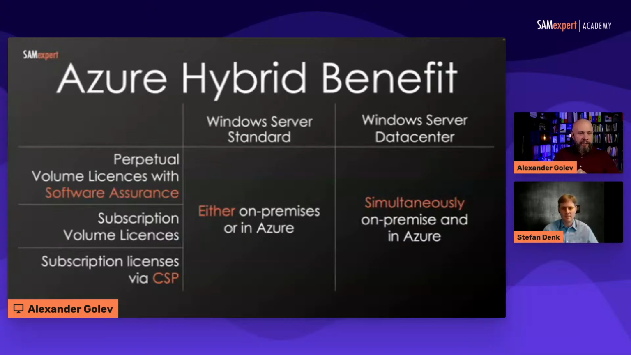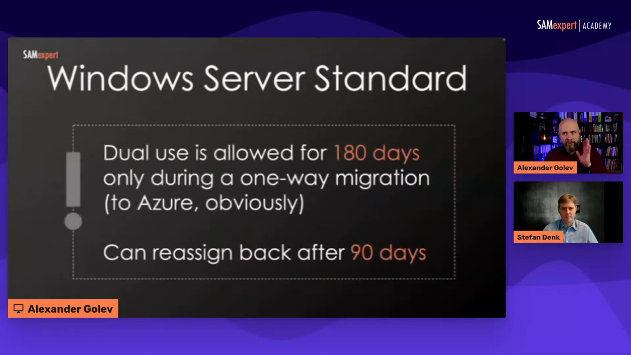I'll give you the formulas in the Windows Server specific training. So Windows Server Standard, you have to choose where you want the license to be assigned, with one exception. When you migrate to Azure, it's a one-time opportunity, and it's only one way. When you migrate from on-premises to Azure, you have 180 days of simultaneous use. That is the only official dual use right, like this, migration dual use right, in the entire Microsoft licensing.